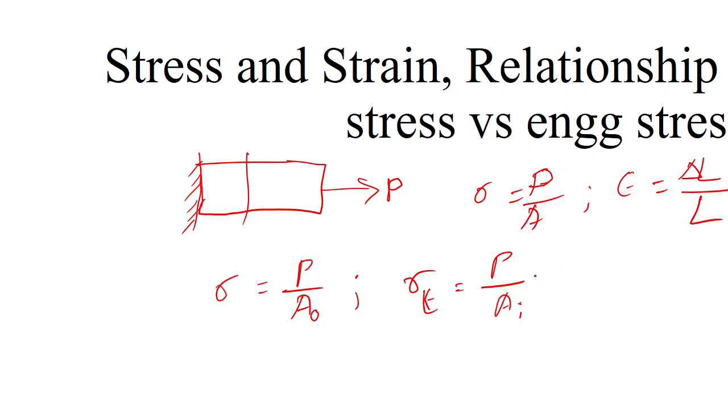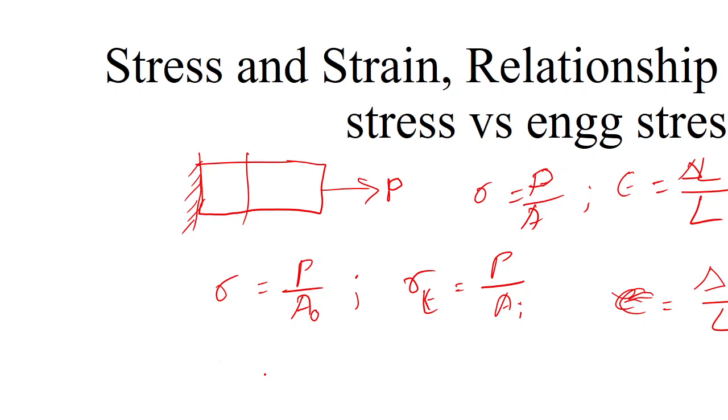So the true stress is nothing but the force divided by the instantaneous area, or the load divided by the instantaneous area. And the engineering strain, which we can denote by e, is equal to the change in length divided by the original length, whereas the true strain, which I will denote by epsilon t, is nothing but the instantaneous change in length, dl, divided by the length.